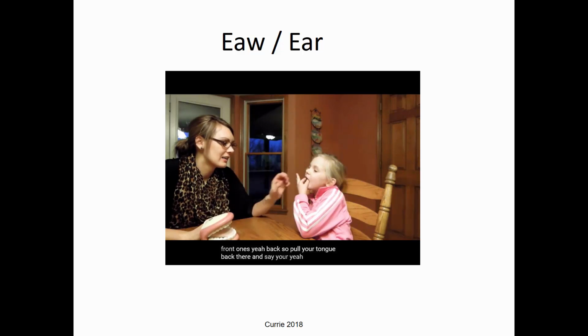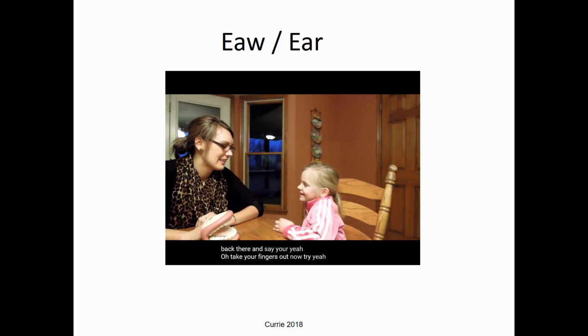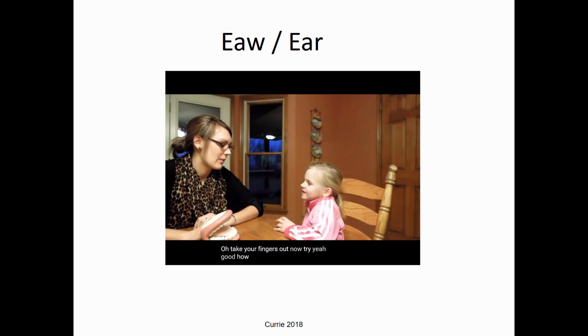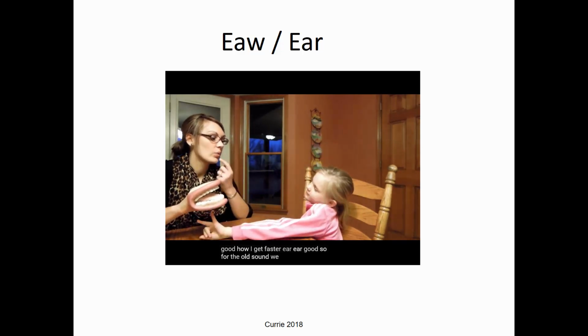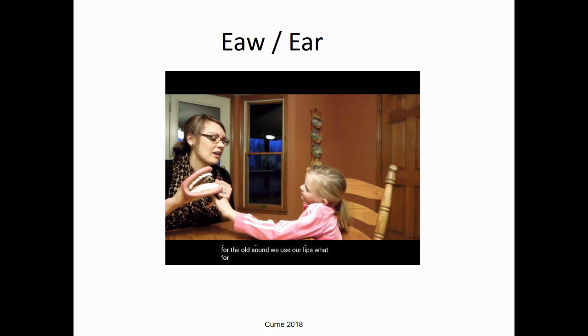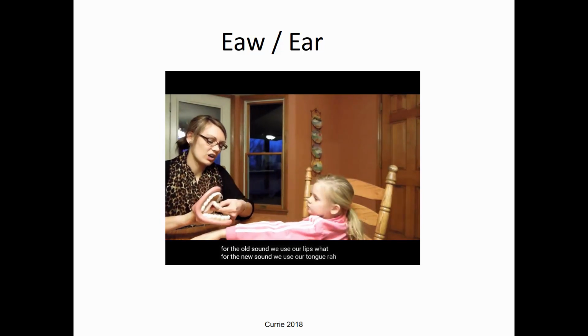Ear. Ear. Oh, take your fingers out. Now try. Ear. Good. Now make it faster. Ear. Ear. Good. So for the old sound, we use our lips. Wah. For the new sound, we use our tongue. Ra.